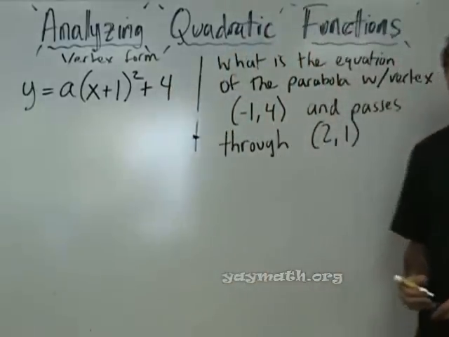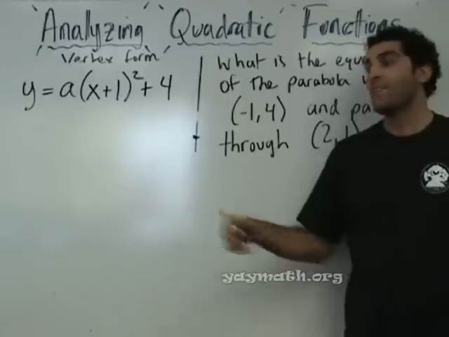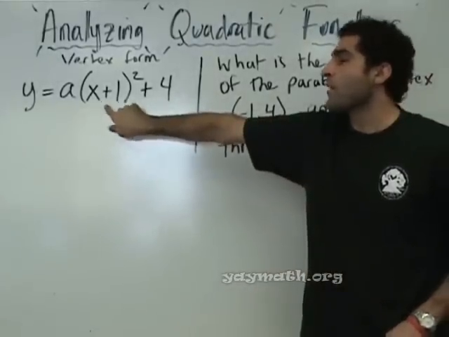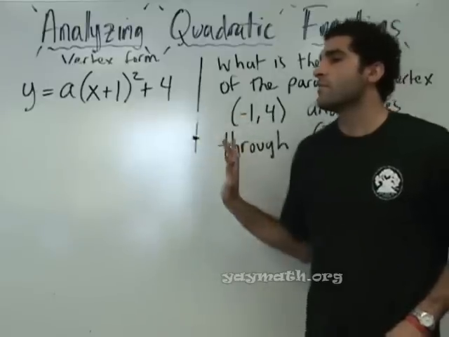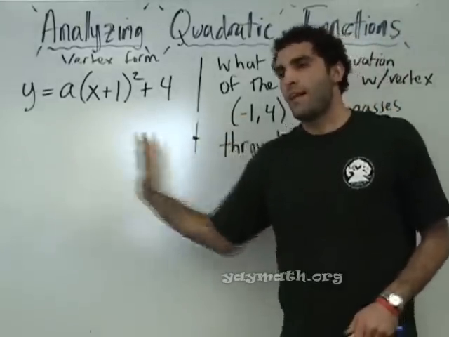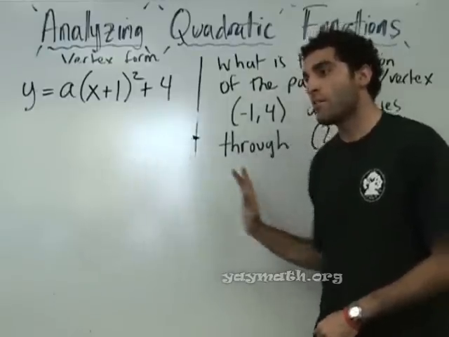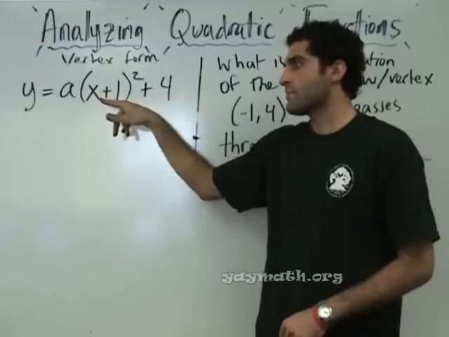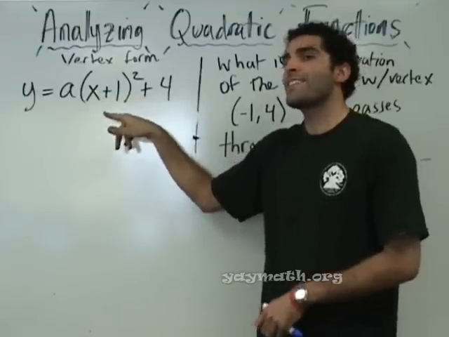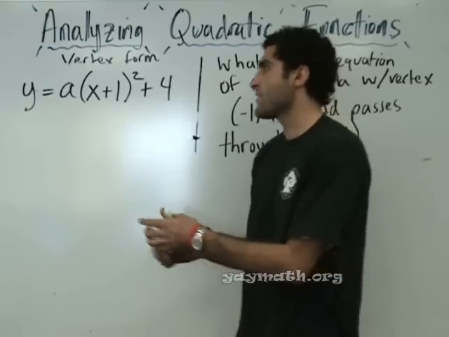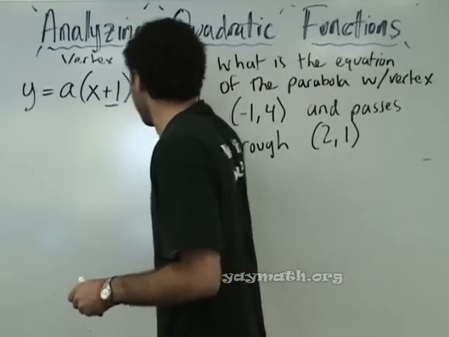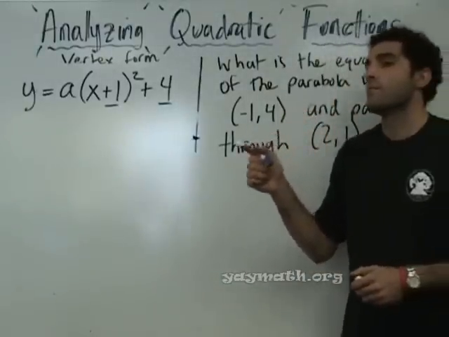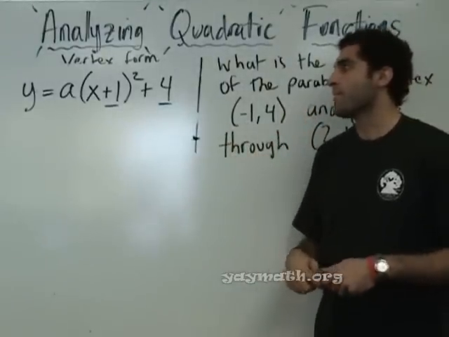How'd you get it? That's the question. What's the vertex here? How far left do we go? Left 1. So we go -1, and then up 4. The vertex is hiding in the problem. It's the opposite of this number, and this number. So what does (2, 1) have to do with this? We're going to get into that.